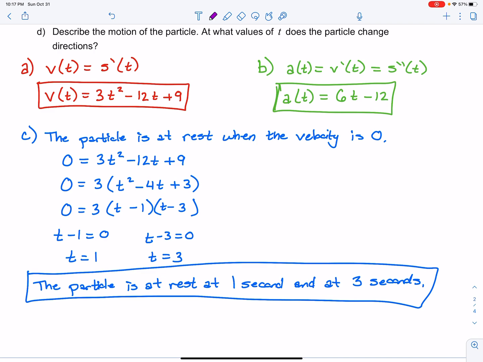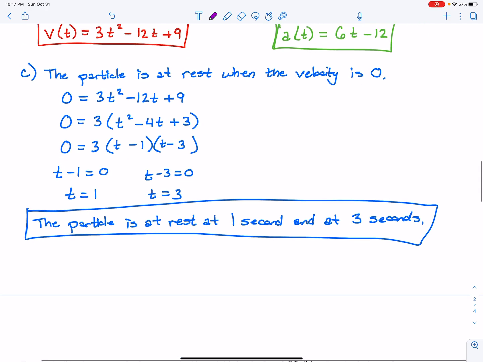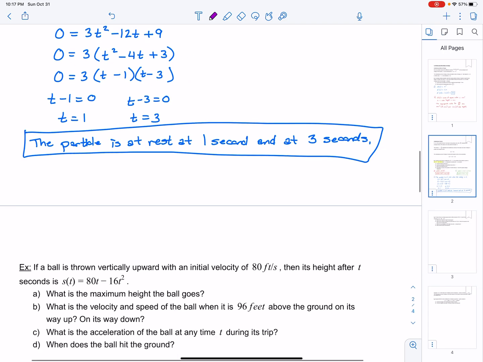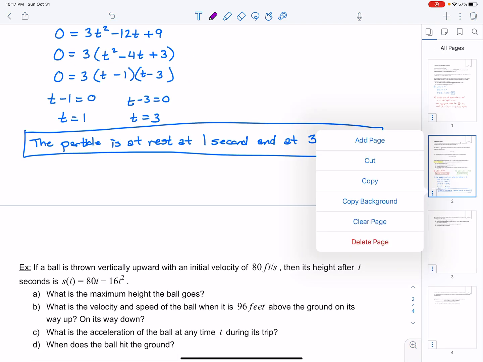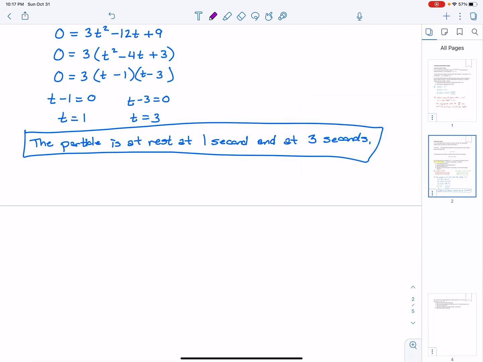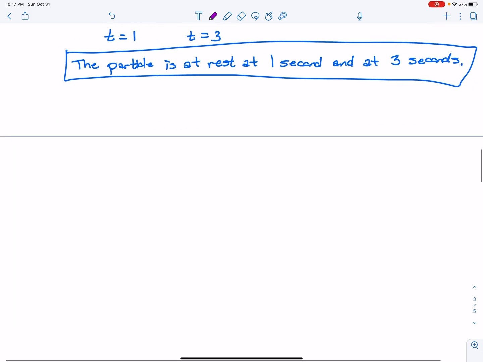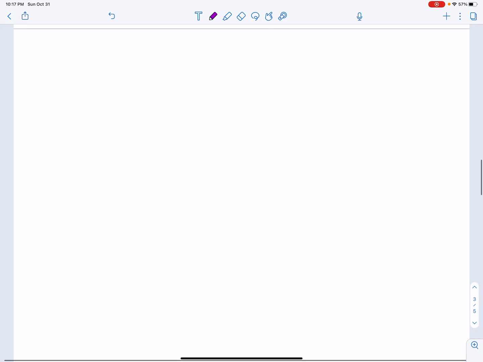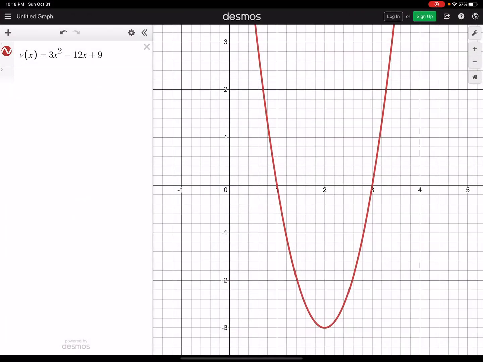So in order to describe what's going on with the particle, it's going to help us to look at the graph of the particle's velocity. So let me add in another page here. So if we graph the particle's velocity, we see that we get a quadratic. Nice parabola.